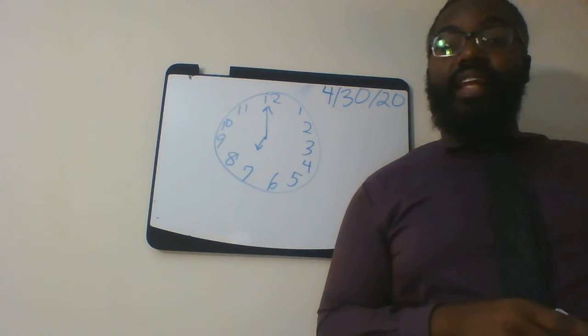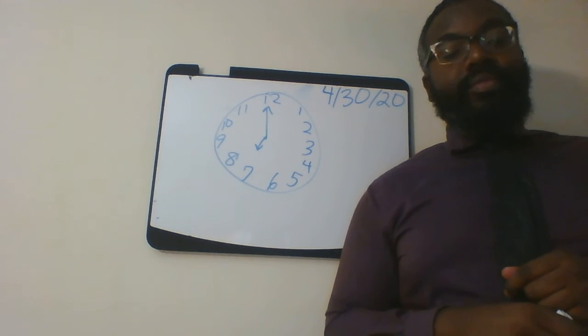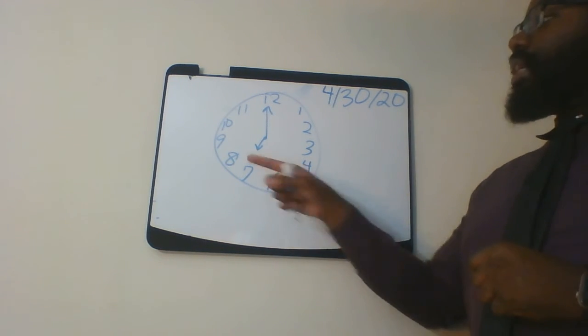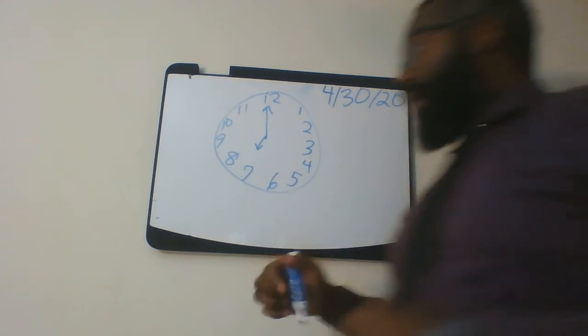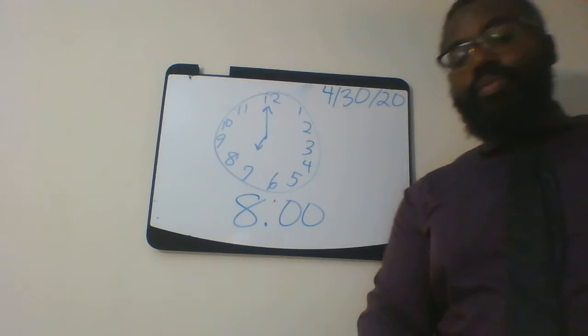So what's the next hour after 7? You look at 7, the next hour will be 8. So it will be 8 o'clock. Let's try to work on one more.